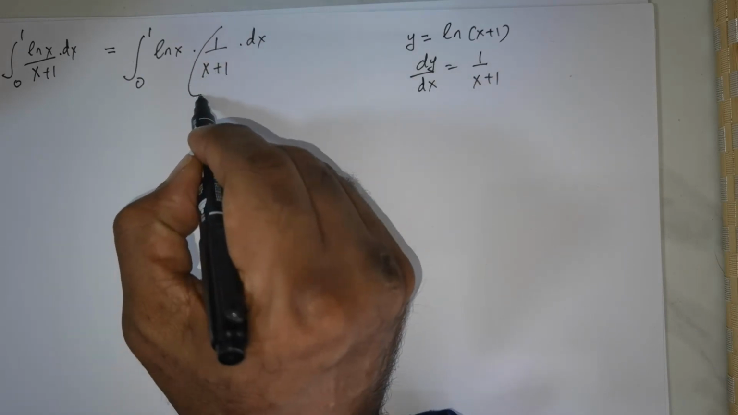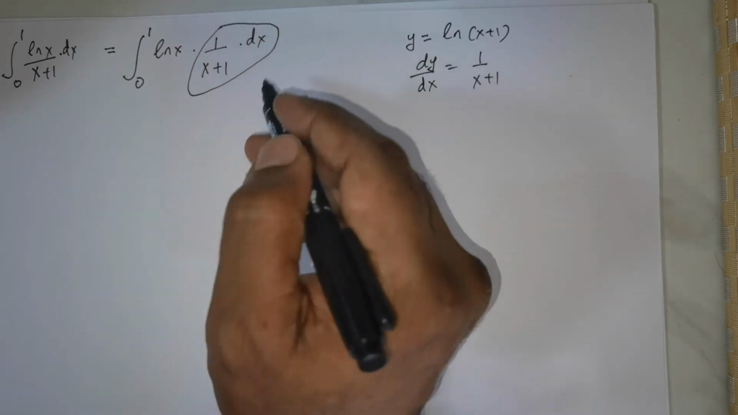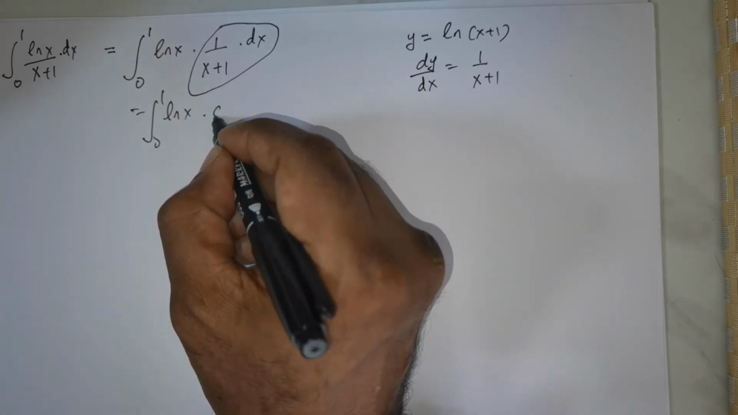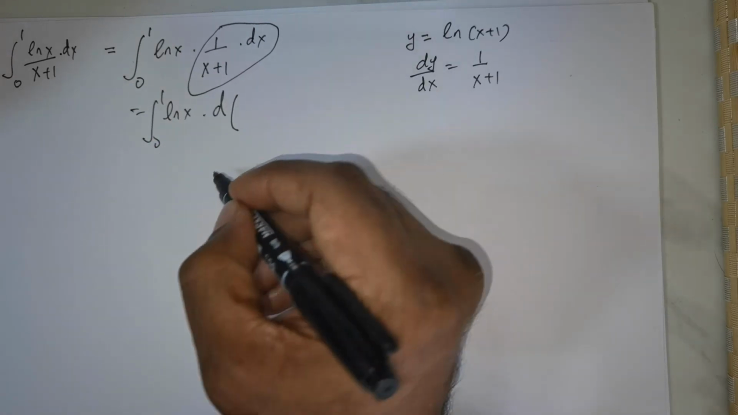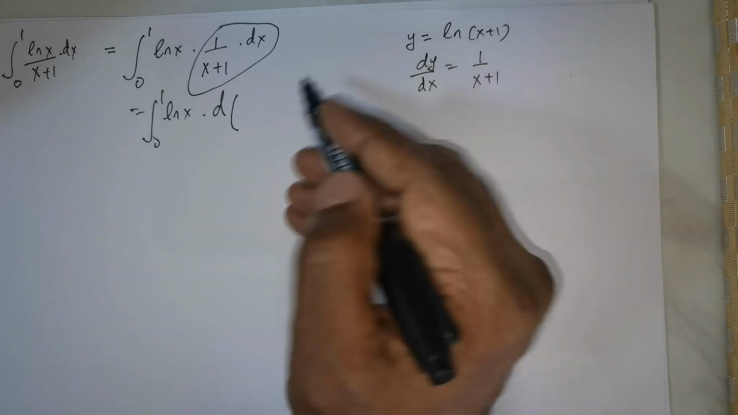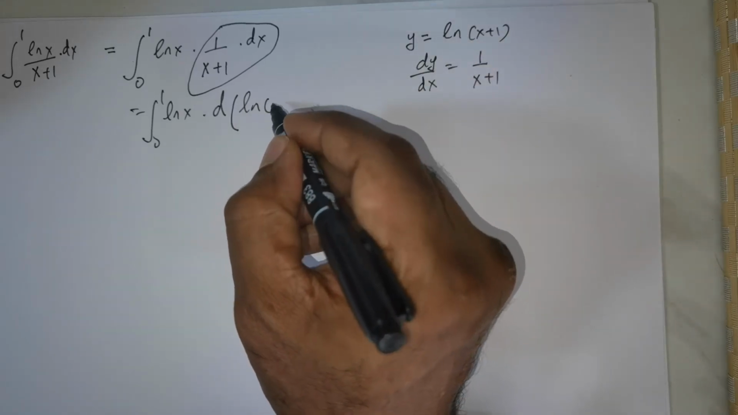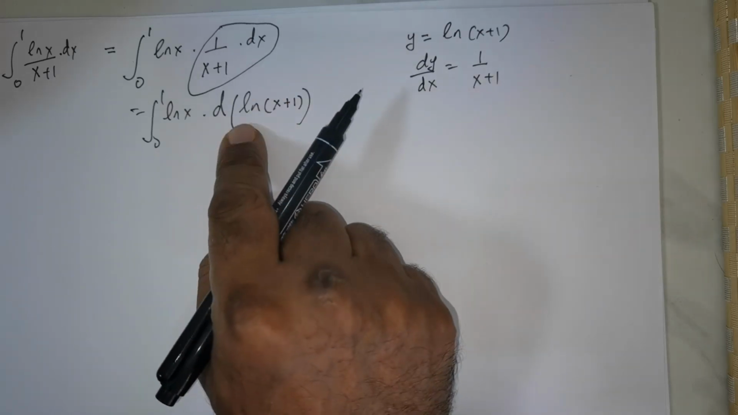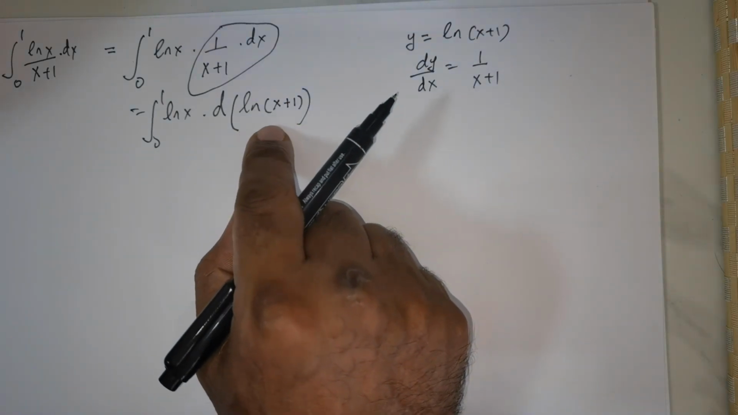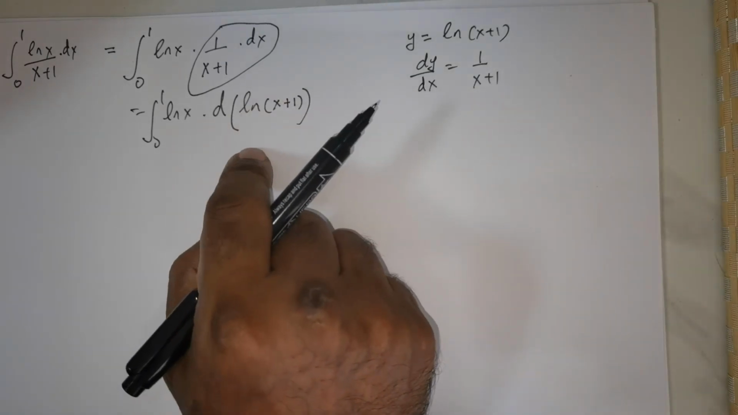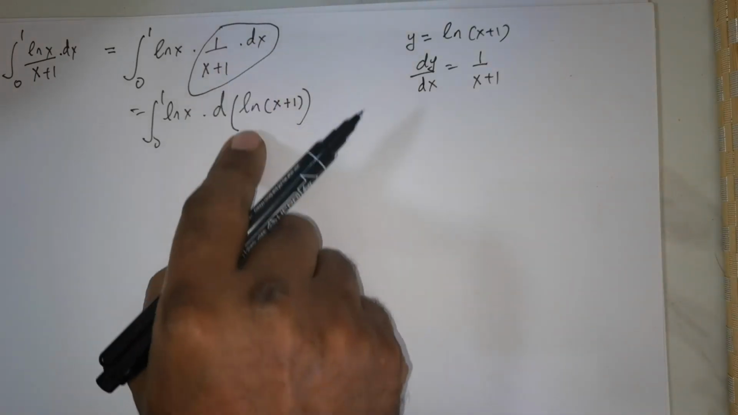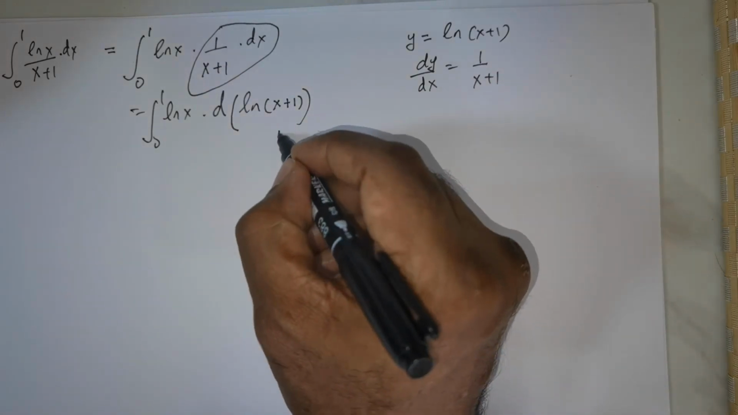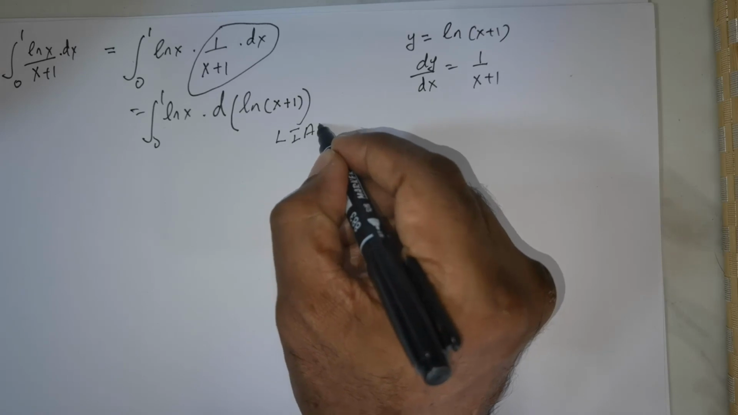So what I wish to do is rewrite this quantity as the integral from 0 to 1 of ln x times the differentiation of ln of (x + 1), because when you differentiate this, you're going to get 1 over (x + 1) times the differentiation of x, that's going to be dx, right? So now I would like to apply the ILATE principle.